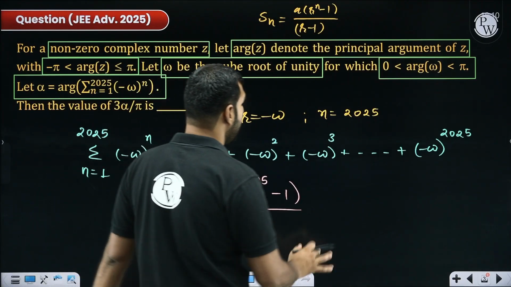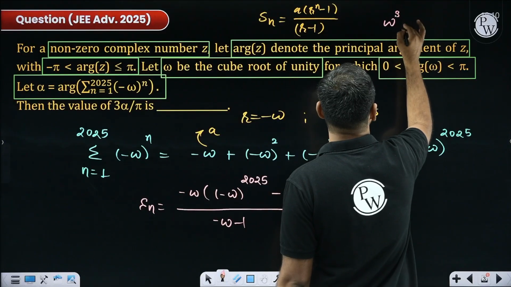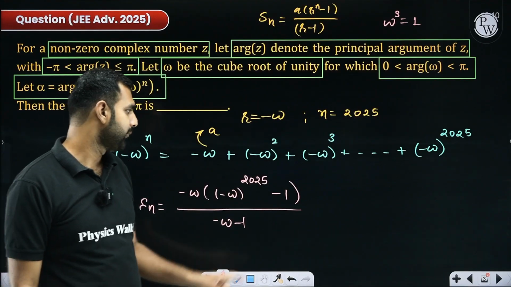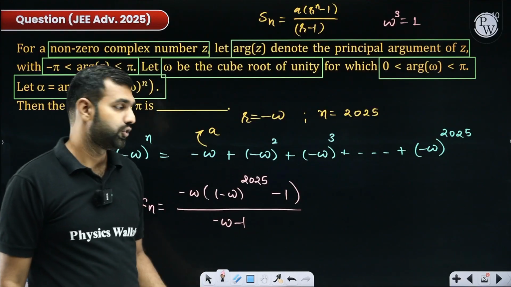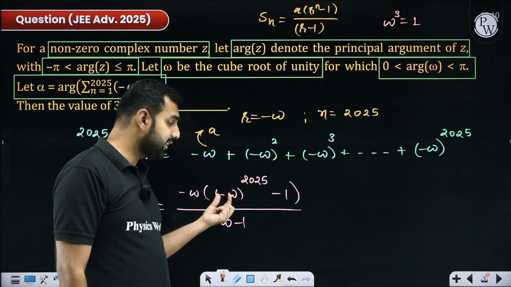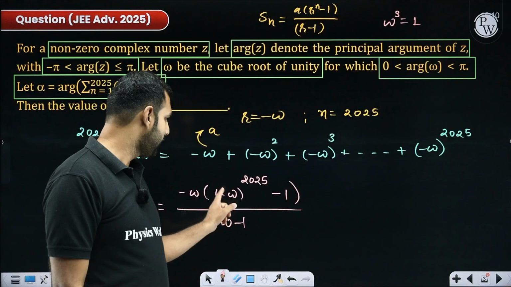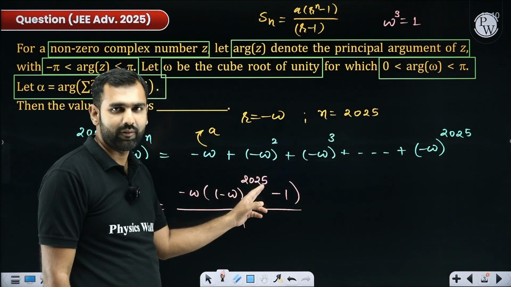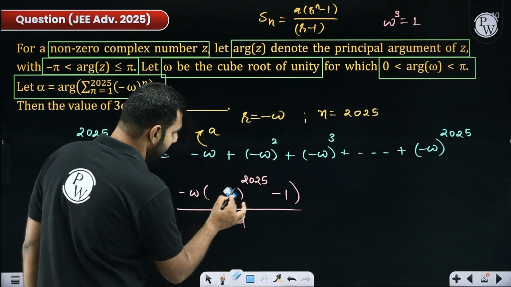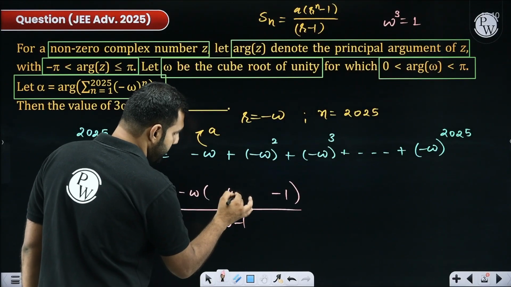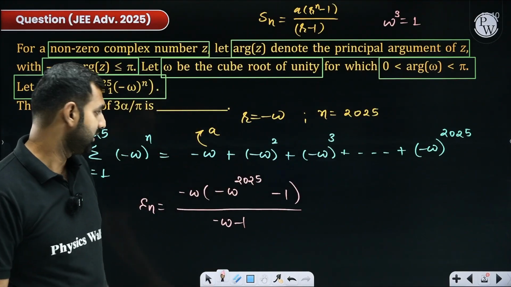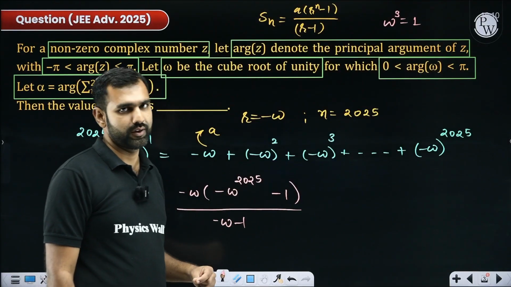Now from here, I hope you remember that omega cube is 1. So tell me, 2025: 2 plus 5 is 7 plus 2 is 9. So 2025 is divisible by 3, the sum of digits being 9. Now, minus omega to the power 2025 is an odd power, so even if I take this minus sign out, I can write it as minus omega to the power 2025 because of the odd power and a minus outside.